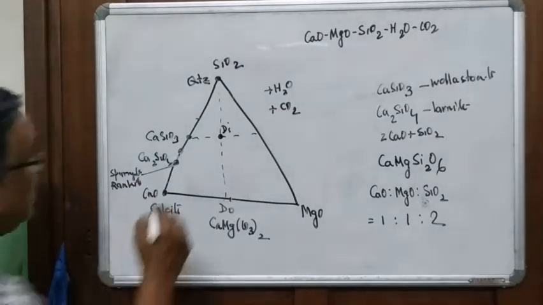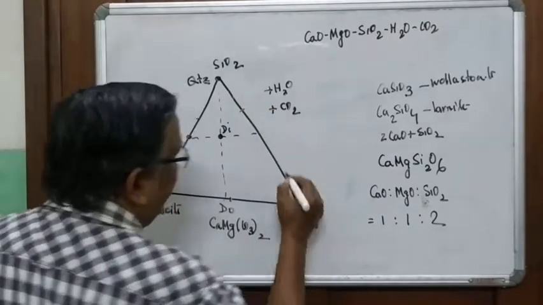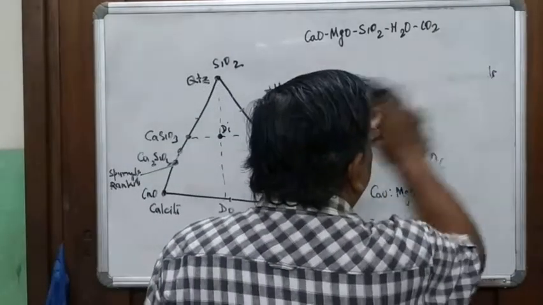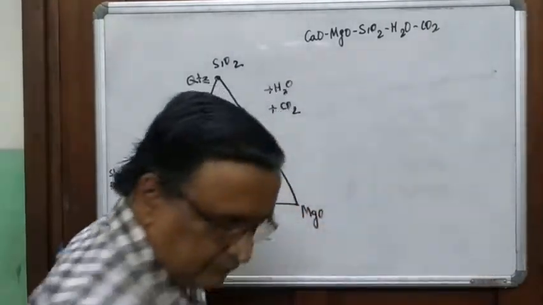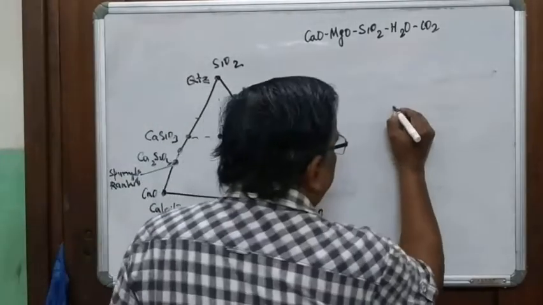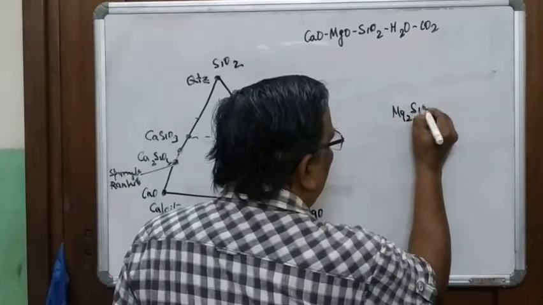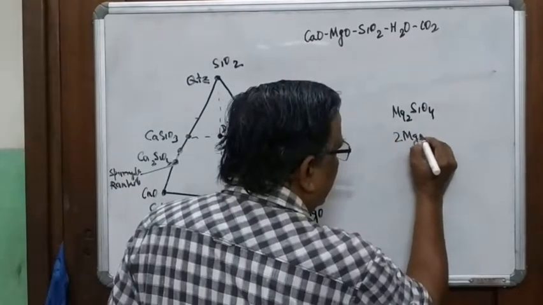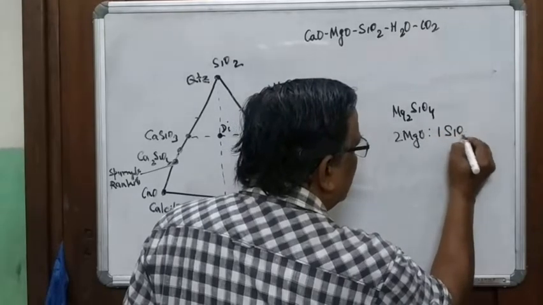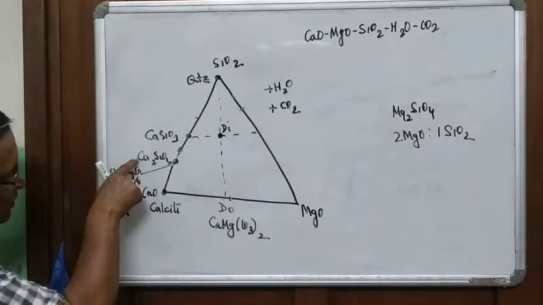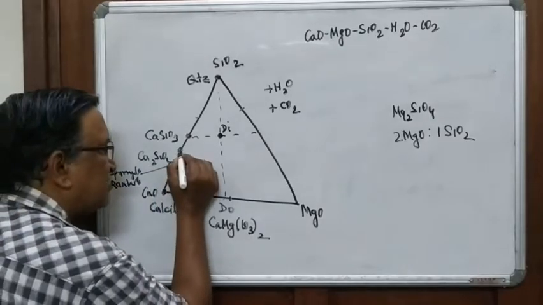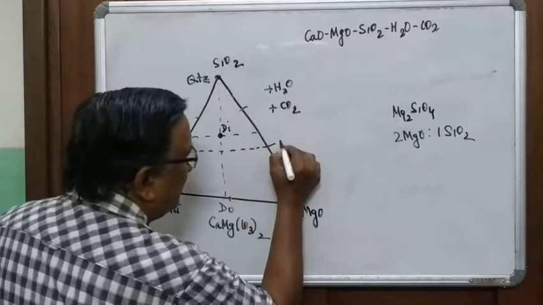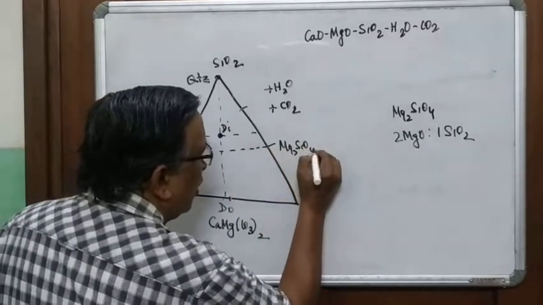Where will it plot? Once again, you divide the line. Mg2SiO4. So that means it's 2 MgO to 1 SiO2. As with this, you see this one was larnite. So if I draw a line, this should be 1/3. So this will be Mg2SiO4, or forsterite.